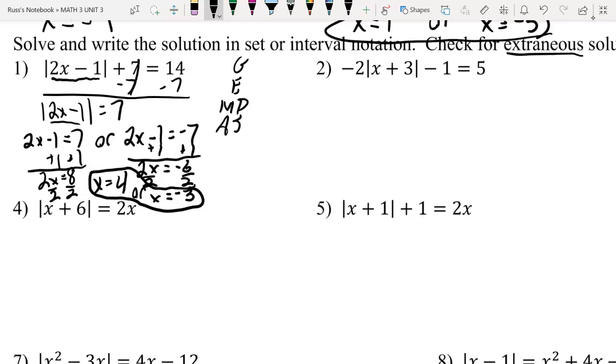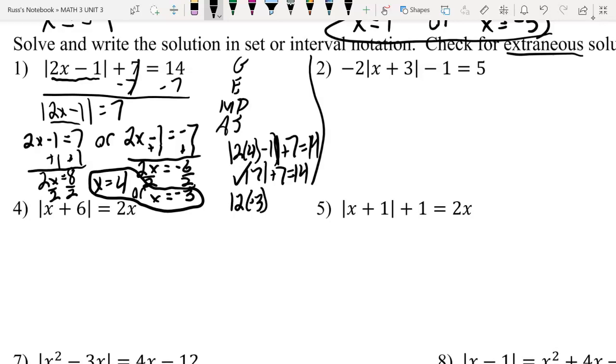Now let's test them. If I put 4 back in, the absolute value of 2 times 4 minus 1, plus 7, should equal 14. 2 times 4 is 8, minus 1 is 7. The absolute value of 7 plus 7 equals 14. The absolute value of 7 is 7, and 7 plus 7 is 14. Check. If I put negative 3 in, the absolute value of 2 times negative 3 minus 1, plus 7, should equal 14. Well, that's the absolute value of negative 6 minus 1.